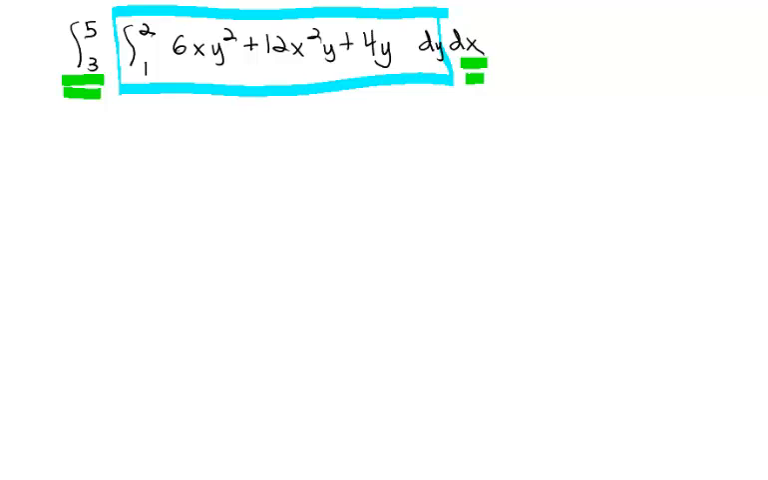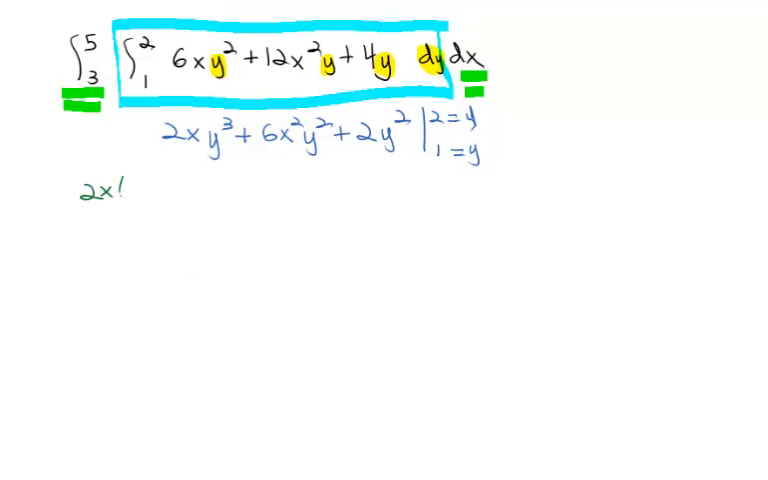So just looking at the inside integral, and we're doing dy, so the y's are the variable this time. We end up with y cubed, 6 divided by 3 is 2x, plus y squared, 12 divided by 2 is 6x squared, plus y squared, 4 divided by 2 is 2. And we're going to integrate it from 1 to 2, and that's equal to my y's. Y is 2, and y is 1. So let's plug it in.